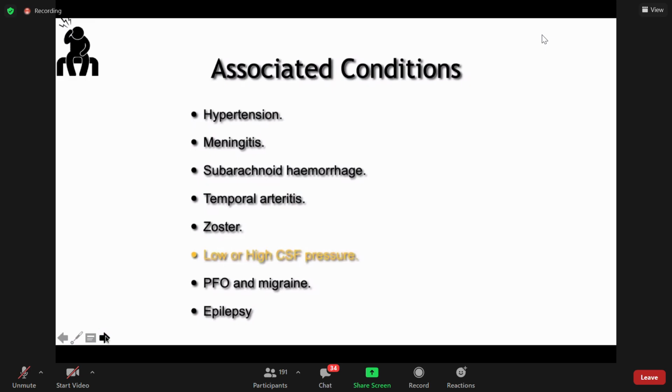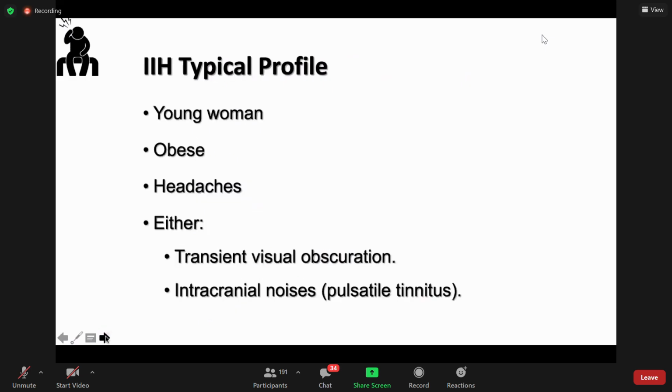Low or high CSF pressure, idiopathic intracranial hypertension, typically happens in young women who are obese. They complain of headache, and they may have transient visual obscuration, that when they change position, suddenly their vision will black out for a few seconds and come back. Or they may hear intracranial noises such as pulsatile, low frequency tinnitus in their ear.